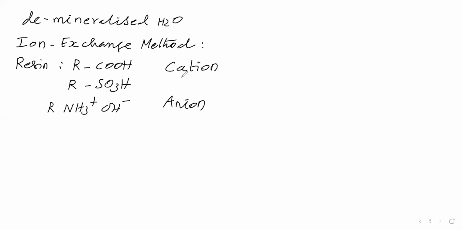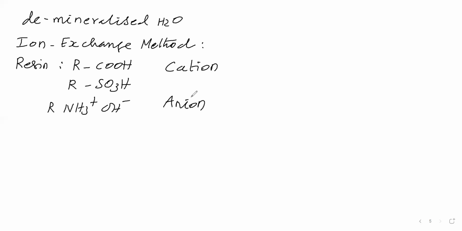Cation exchange resin will remove the cations present in the water, all the cations except H plus. The anion exchange resin will remove all the anions present in the water except OH minus. That means this resin removes all the cations, and this resin removes all the anions.